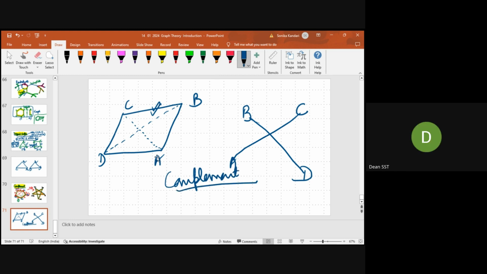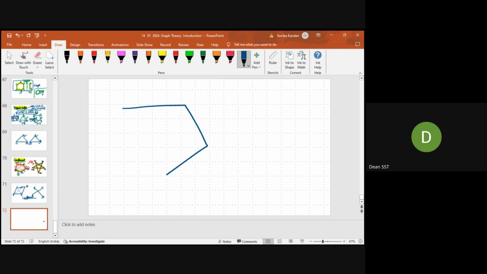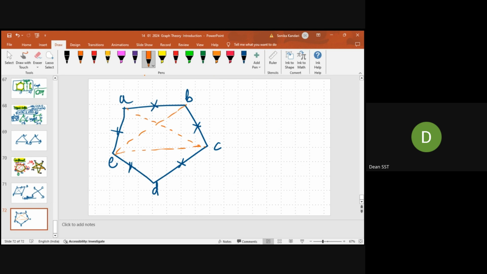Okay, so let us take my previous example. This was the example: A, B, C, D, E. Remove this, remove this, remove this, remove this, and remove this. What you have to do? You have to join A with C. Fine. C with A. Is it clear, class? You have to join like this. Fine. So C.